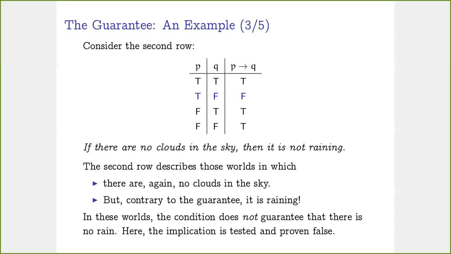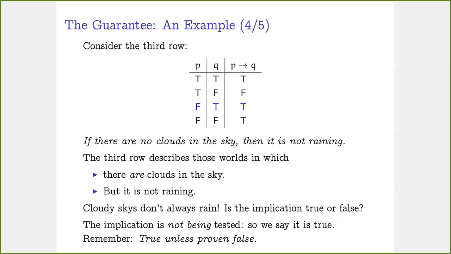Consider the second row. The second row describes those worlds in which there are, again, no clouds in the sky, but contrary to the guarantee, it is raining. In these worlds, the condition does not guarantee that there's no rain. Here, the implication is tested and proven false.